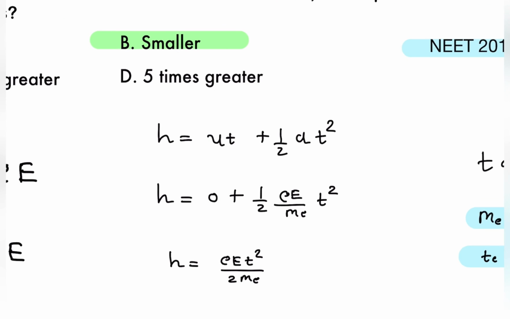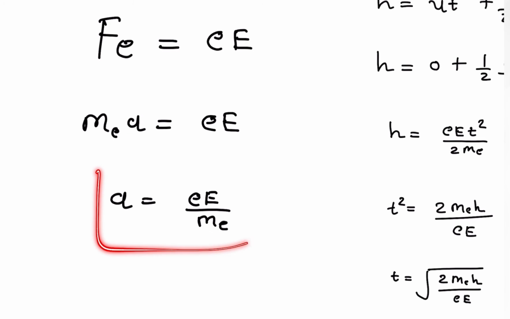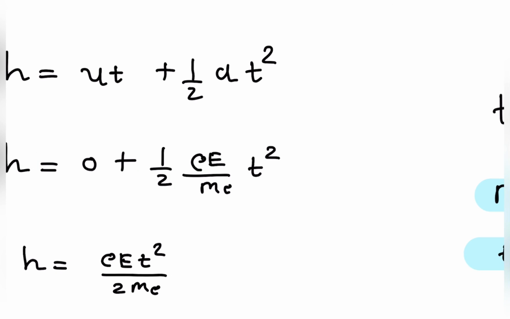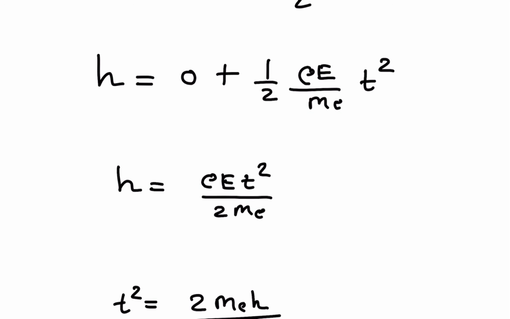So the linear motion formula, h is equal to ut plus 1/2 at square. That h is nothing but a distance. The initial velocity of electron is 0, we consider it as 0. So h is equal to 0 plus 1/2 at square. In place of a we put here eE by me, where small e is the charge on electron, and capital E is the electric field, into t square. So h is equal to eE t square by 2me.